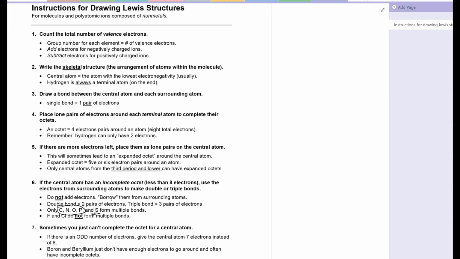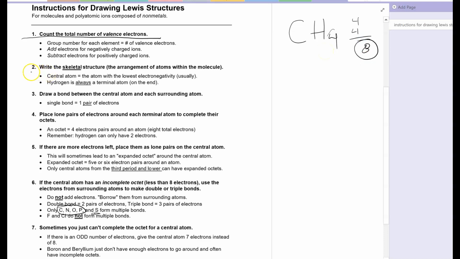So in order to draw a Lewis structure, first we need to look at the compound. Let's look at a compound such as carbon with 4 hydrogens. First thing, count the total number of valence electrons. Carbon is in group 14, so I know it has 4. Each hydrogen has 1, and there are 4 of them, so that's another 4. I have a total of 8 valence electrons that I need to worry about.